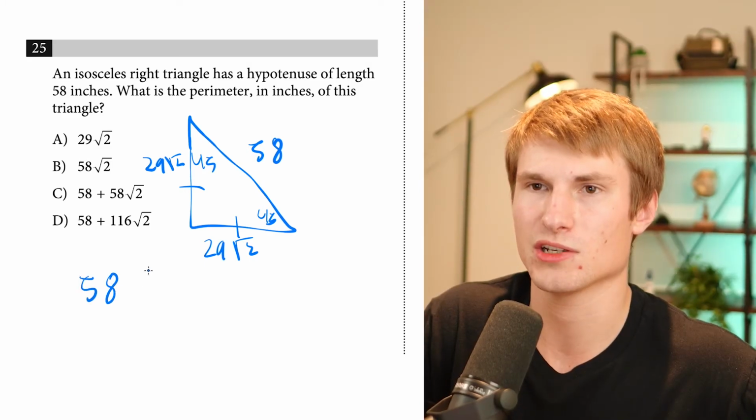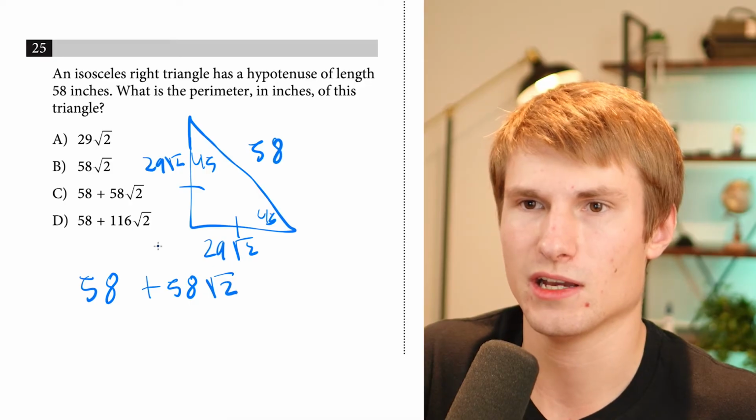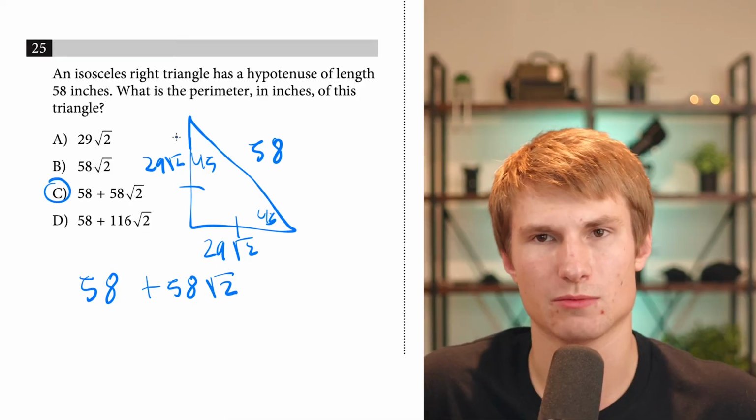We'd have 58 plus 2 times 29 root 2, which would give us 58 root 2. And we see that'll be answer choice C. So C would be our answer there. We can move on to question number 26.